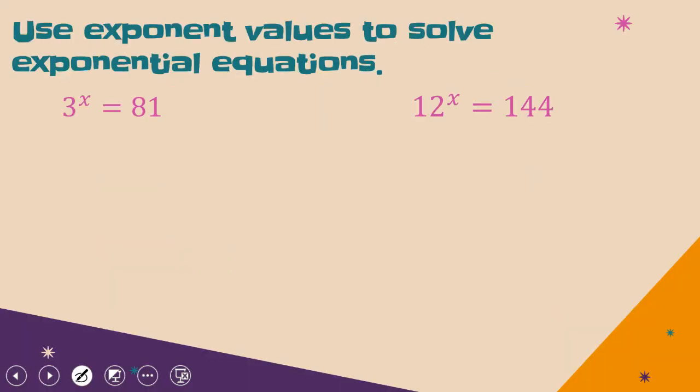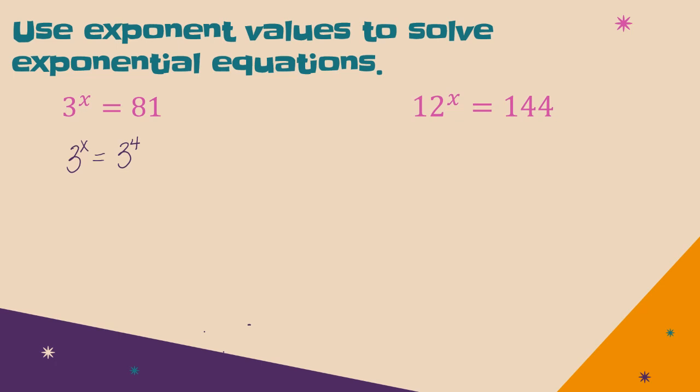So we are going to use those exponential values that we just looked at to help us solve some exponential equations. Notice these are equations because they have equal signs. The first thing we want to do is rewrite our numbers so that they have the same base. The base of my exponent expression here is 3. So I want to write 81 as a power of 3. Now, looking back at that chart that we just saw, I can see that 3 to the 4th power is 81. So I'm going to replace the 81 with 3 to the 4th.